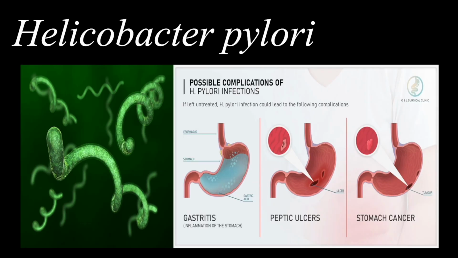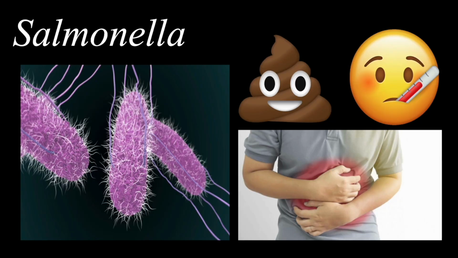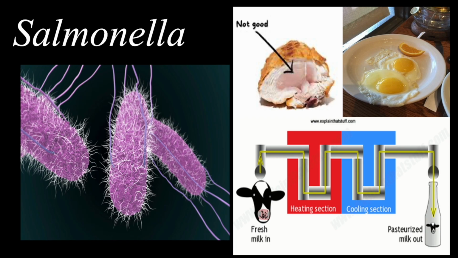Next, we have Helicobacter pylori. This bacterium infects the stomach lining and can increase the risk of stomach cancer. Next, we have Salmonella. These bacteria are a common cause of food poisoning, leading to symptoms like diarrhea, fever, and abdominal cramps. Salmonella are often found in contaminated foods such as undercooked poultry, eggs, and unpasteurized milk.